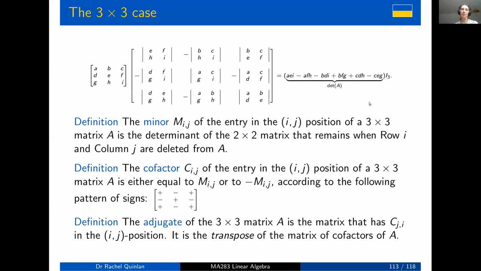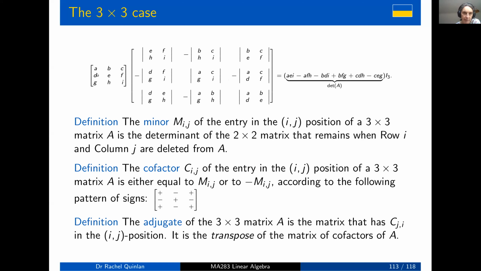So here is the same equation written in a slightly different way. Again, this is the matrix A. This 3 by 3 matrix is the adjugate of A. It's the same matrix that we had before. It's just written differently to emphasize the fact that its entries are 2 by 2 determinants. This is the 3 by 3 identity multiplied by the determinant of the matrix A.